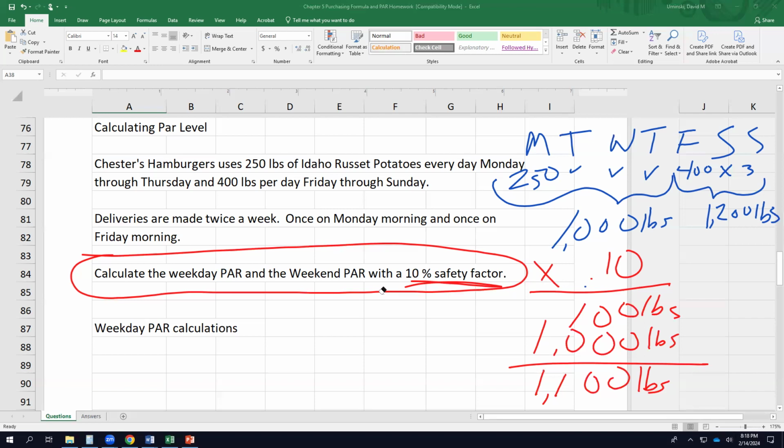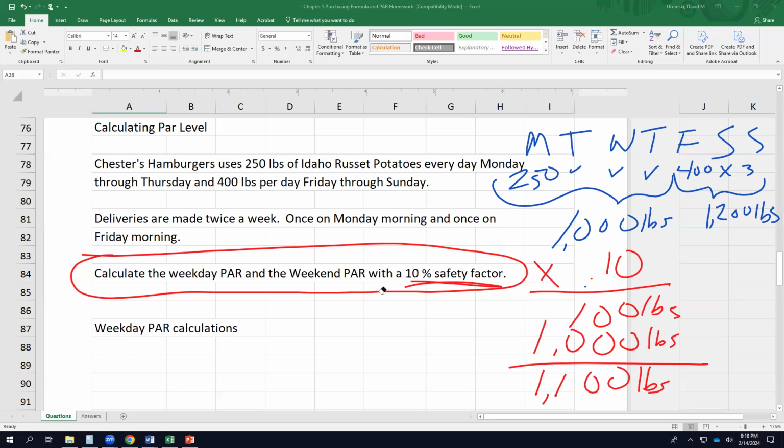Let's say we're extra busy. We have a little bit of extra product. If we don't use it, that's okay, because remember, we have that inventory. We're going to subtract what we have in inventory from our par anyways. So if it's already in inventory, we're not going to reorder it.